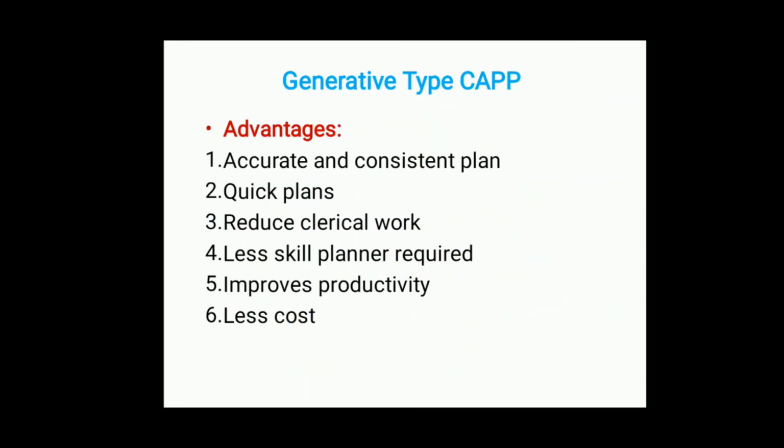We will see the advantages of this generative type system. First, it will give an accurate and consistent plan, and quick plans. It will reduce clerical work. A less skilled planner is required because we are starting from the origin. There is no existing plan. We are starting from a new process plan. It will improve productivity also, and it is less costly. So these are the advantages of the second type of CAPP.